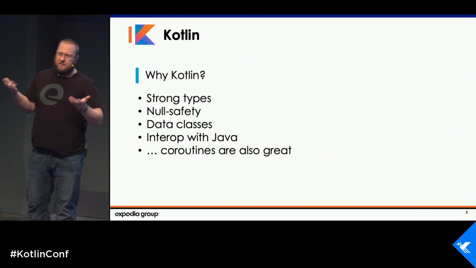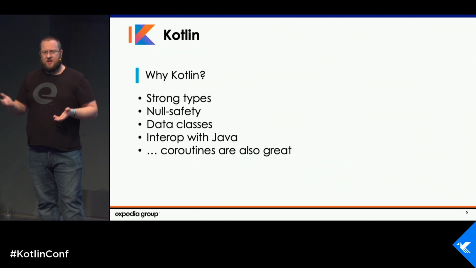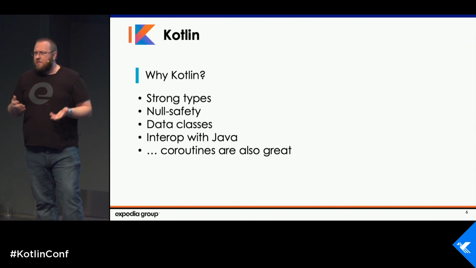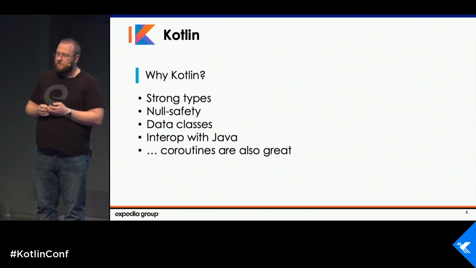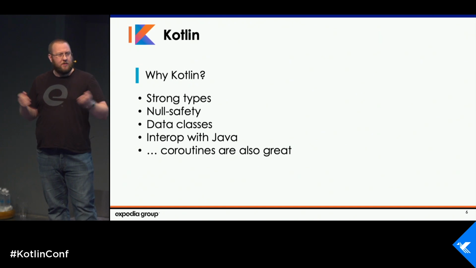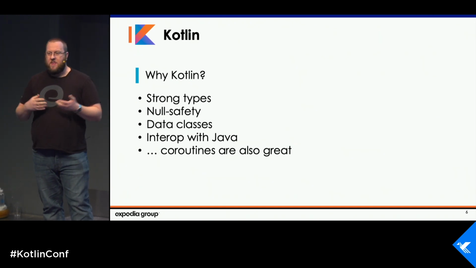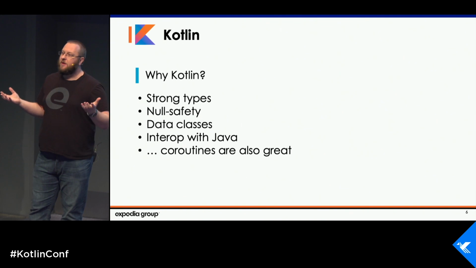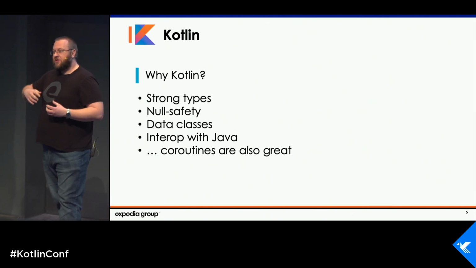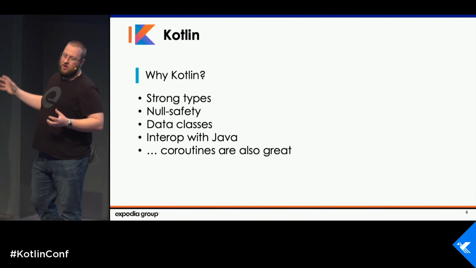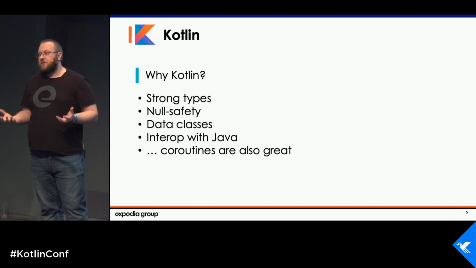Once you add in data classes, it allows you to eliminate a lot of the boilerplate code as well. But that's just a nice to have feature. At Expedia, over the years, we built a number of Java libraries, right? So for us, the ability to just call those libraries and use them as they were was also a must. So your mileage may vary on that one.